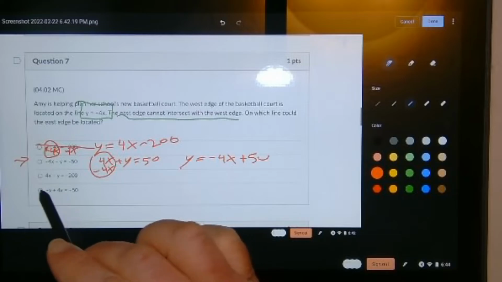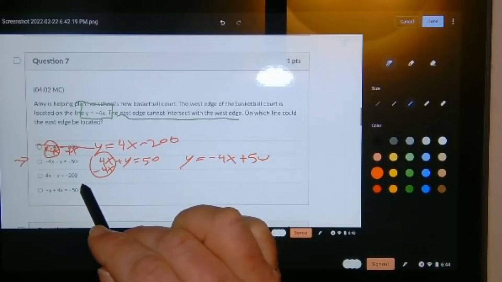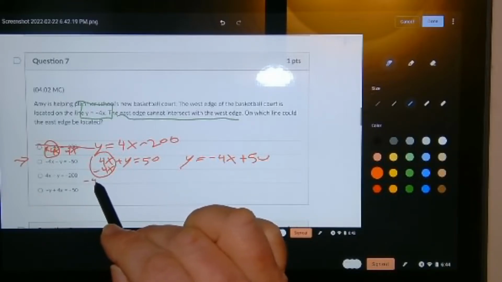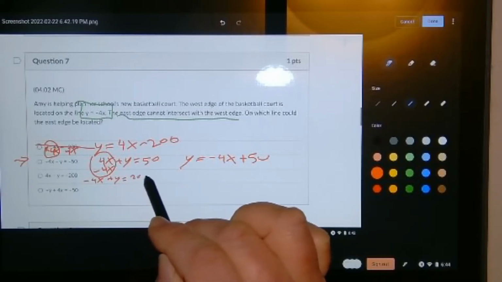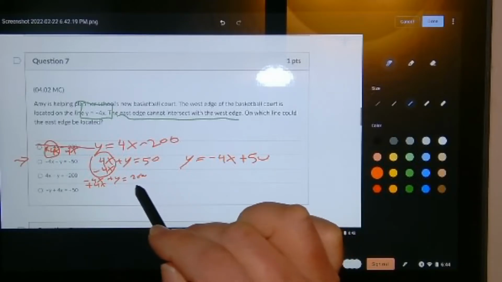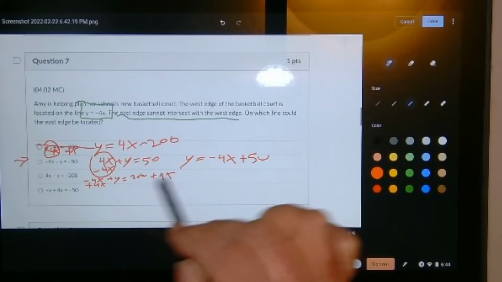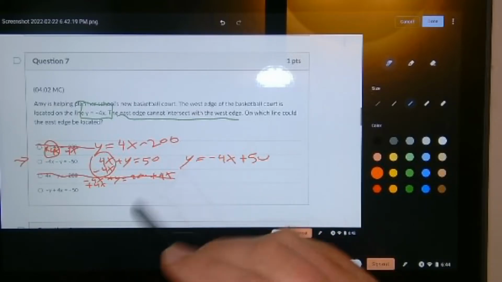This one, because it's a negative y, I could do the same thing, but then I'd get negative 4x plus y is equal to 200. If I make a 0 pair there, it'd be positive 4x. So that would be the wrong slope. And I stopped as soon as I saw it was the wrong slope.